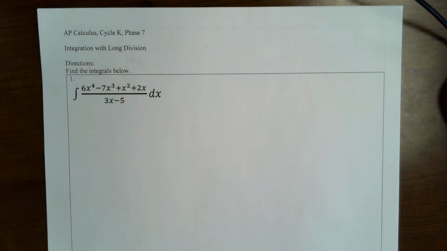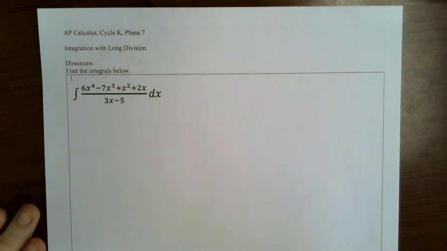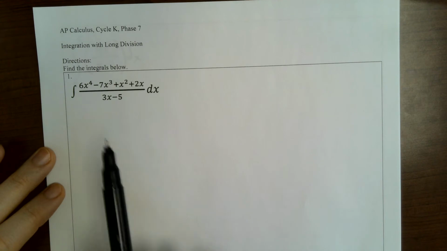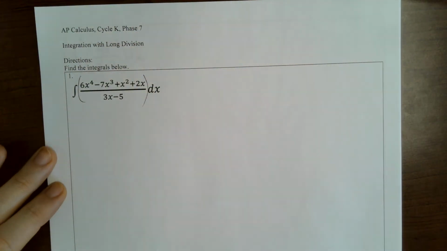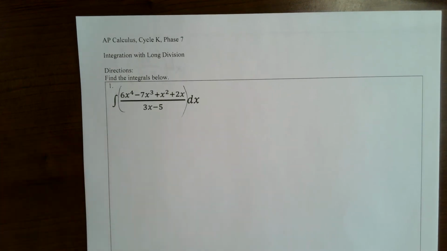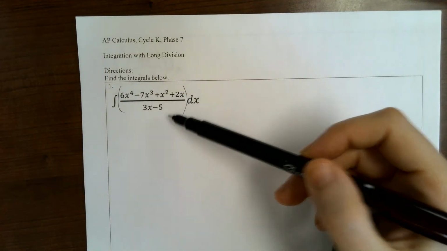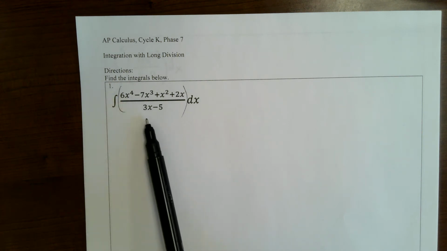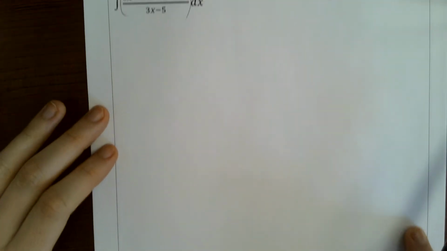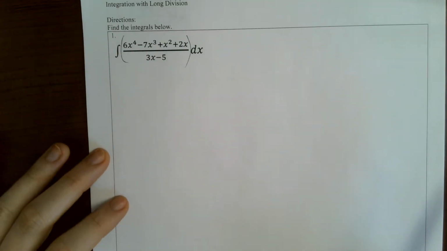Okay, so I'm going to do two examples here of integration with long division. So it goes like this. If the input that you see on the integral is a polynomial over a polynomial, and the degree of the top polynomial is greater than the degree of the bottom polynomial, then you could do long division to rewrite the input of the integral.